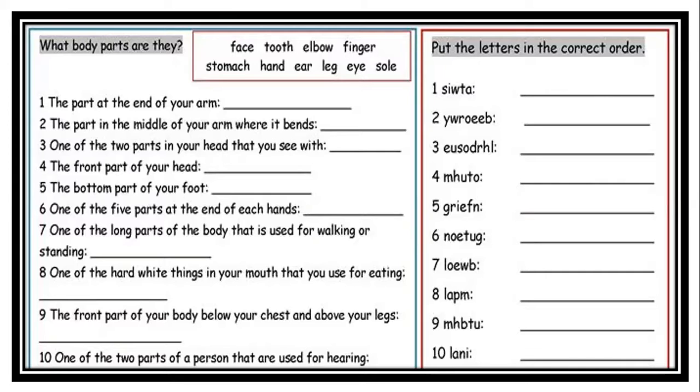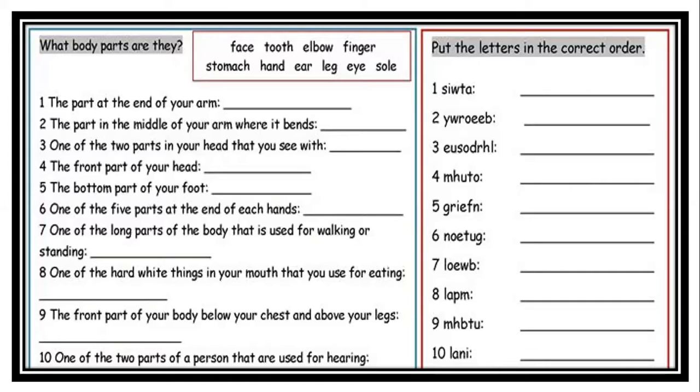Finger. Seven, one of the long parts of the body that is used for walking or standing. Leg. Very good. Leg, la pierna, ¿verdad? One of the hard white things in your mouth that you use for eating. Tooth. Remember the white things, las cositas blancas en su boca, ¿verdad? Tooth, los dientes. Okay. Number nine. The front part of your body below your chest and above your legs. Debajo de su pecho y arriba de sus piernas. Stomach. Excellent. Very good.